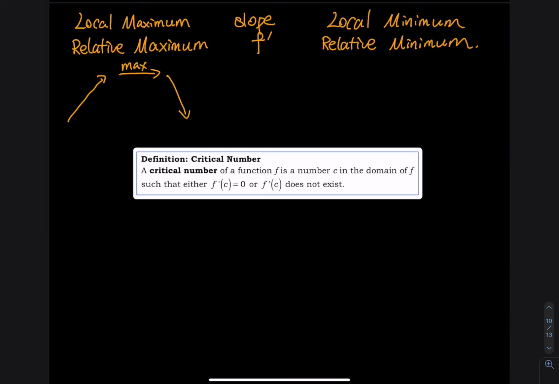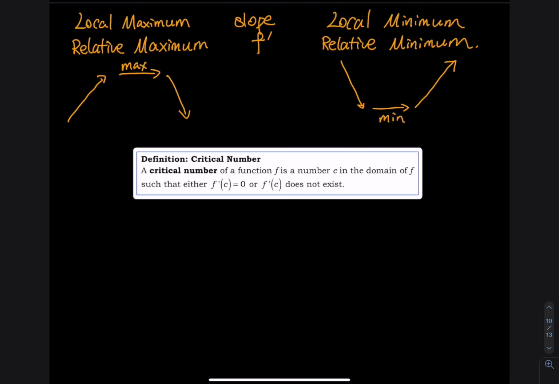What about a minimum? A minimum is going down and then you reach the bottom of the mountain. At that point, we have a horizontal tangent. The slope is equal to 0. And then we go up. So we have down, 0, up. This gives me a minimum.